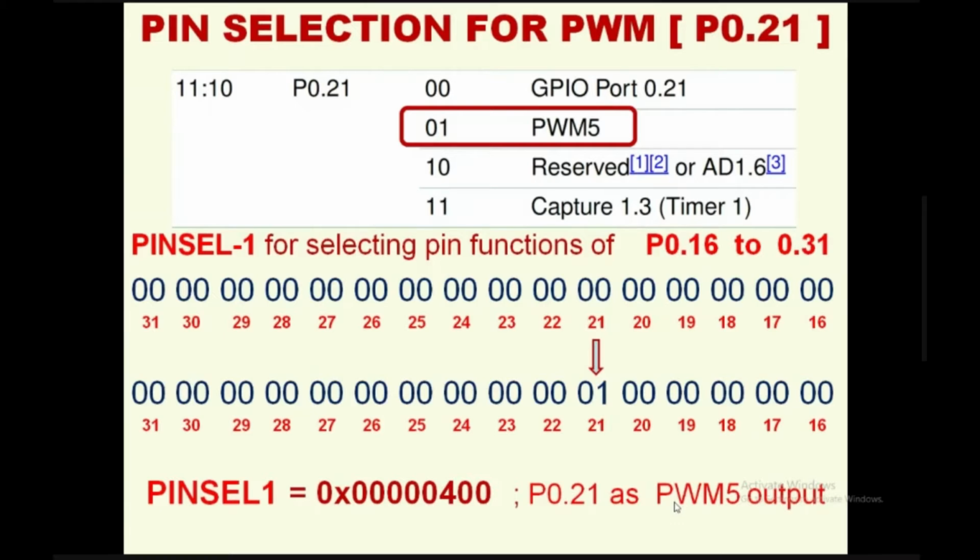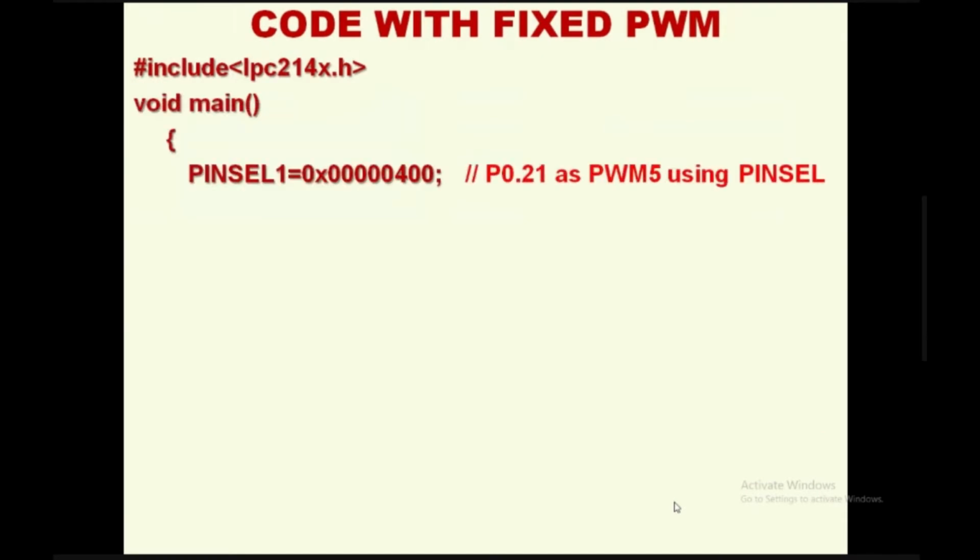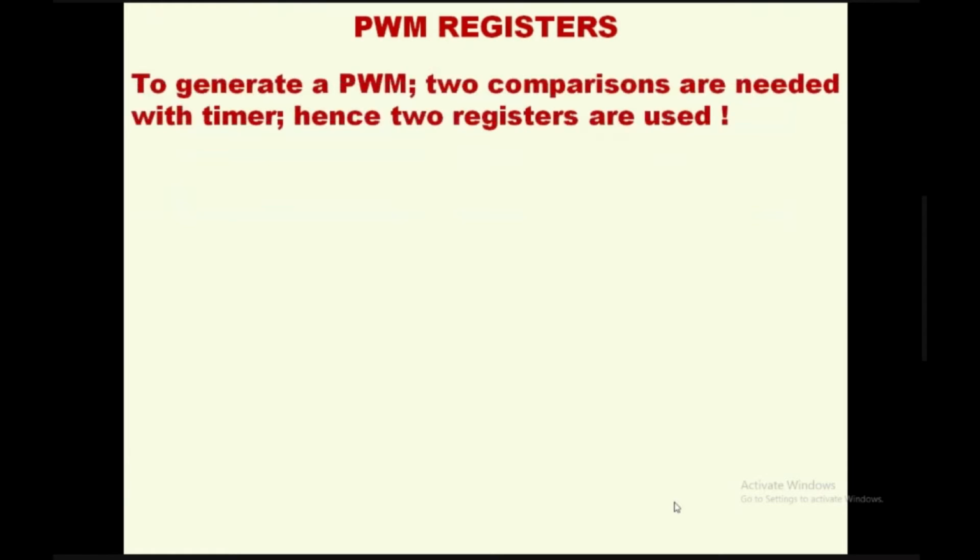0x00000400. And when we start writing the code, as usual, #include <LPC2148.h>, void main, and your first line should be PINSEL1 = 0x400, as you see here. Okay. So this is how you have to start writing the code. So P0.21 is configured as PWM5 using the pin select register.